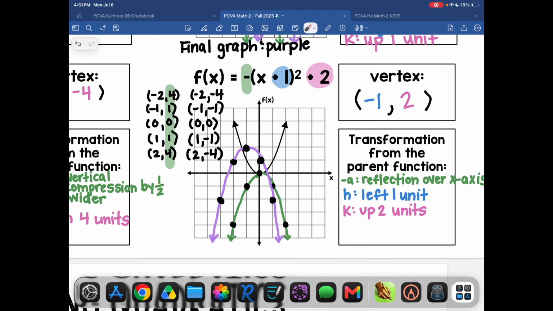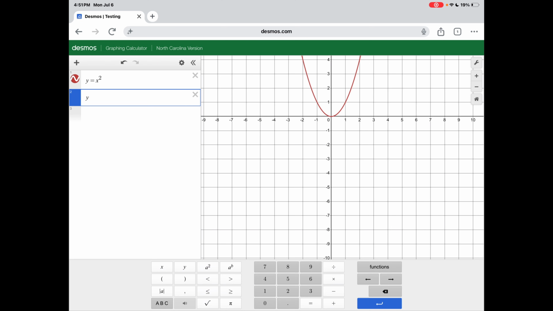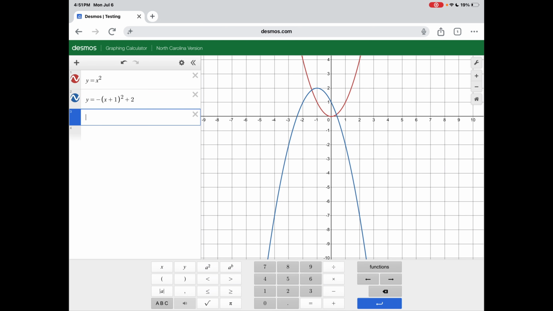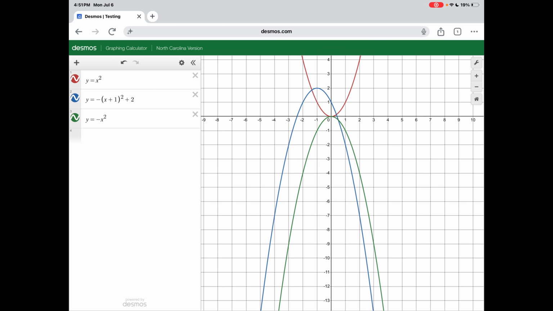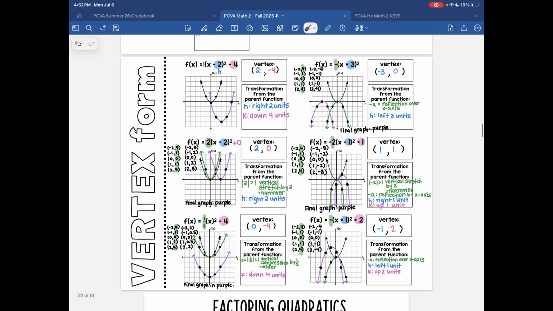And again, just like before, anytime you want to check these out, you can always check them out. So we have negative x plus 1 squared plus 2. I'm just going to do the negative. So we applied the negative x squared first. Okay, so I'm going to turn the blue off. So we did the reflection, and then after we did the reflection, that's when we shifted it left 1, up 2. So, important things to remember, absolutely, is the vertex, the h and the k.